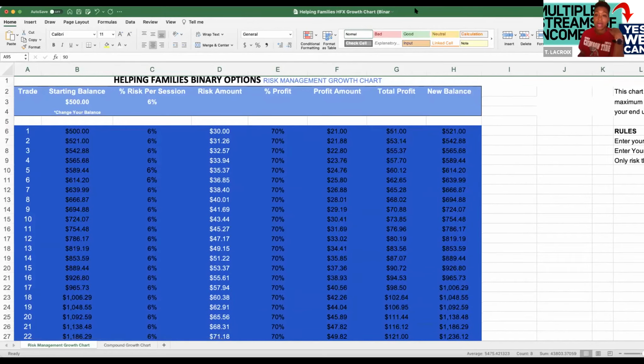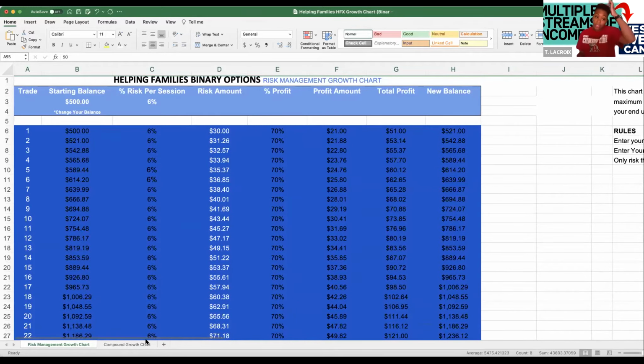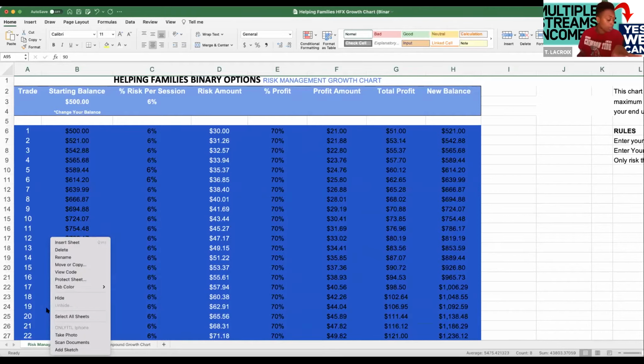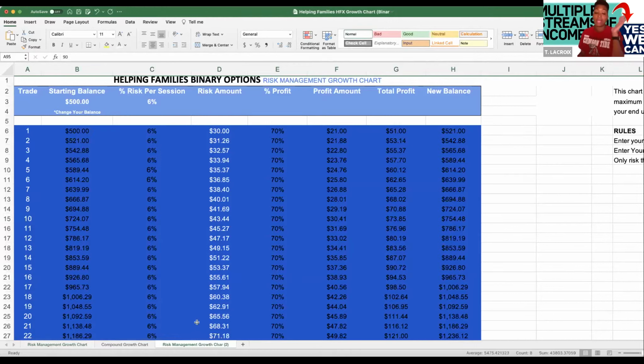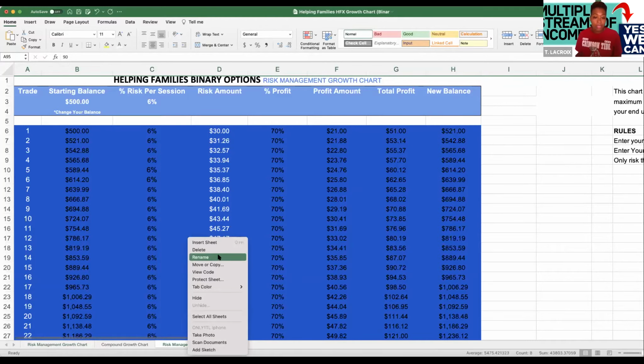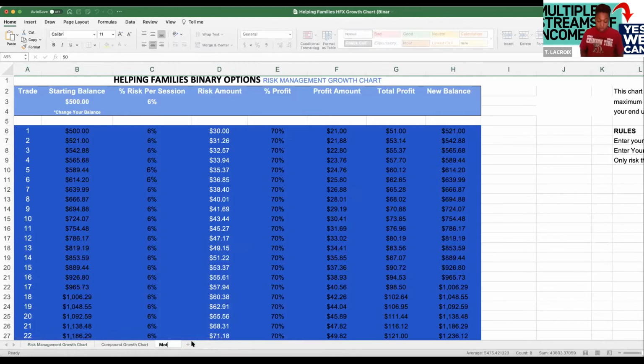The only other thing I want to tell you about the HFX chart is the beauty of it being an Excel document is that I make each one different. For every HFX account that I have access to, I have a separate sheet, a copy for that one. At the bottom, I may rename this, let's say, mortgage. So I know my goal on this chart is to clear the mortgage.